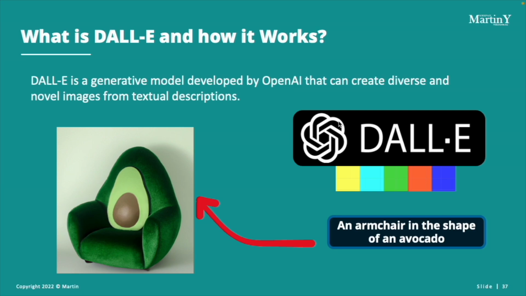Now, of course, in the same way as ChatGPT, if you want to use DALL-E and build applications with DALL-E, you need to use the DALL-E API, which works in the same way. It's just that in this case you need to write a very small function in Python, which you're going to learn today. Okay, and you can see the example there. So, an armchair in the shape of an avocado, and this is what you get.